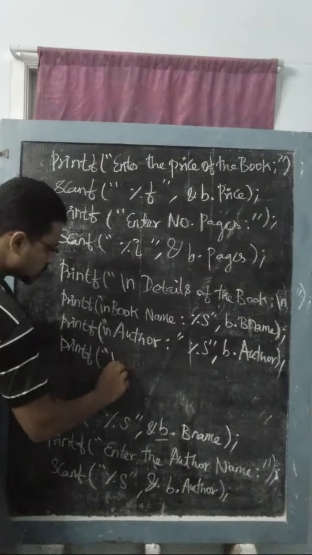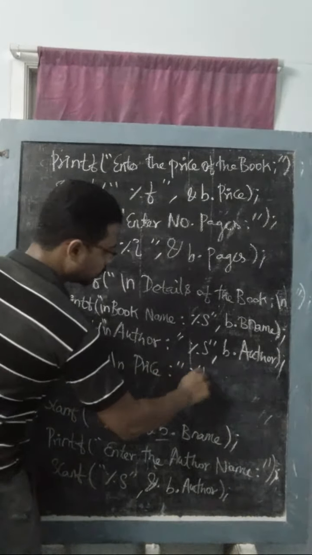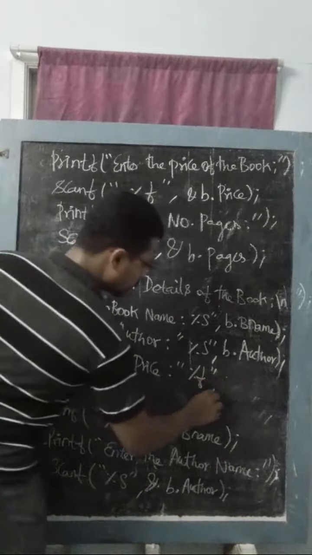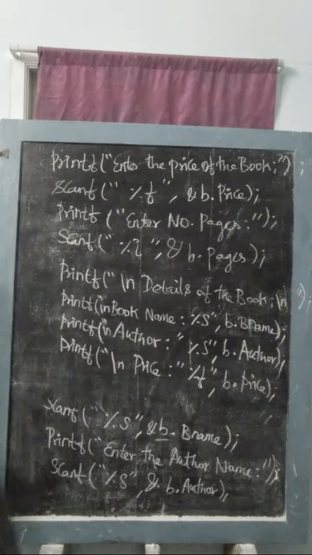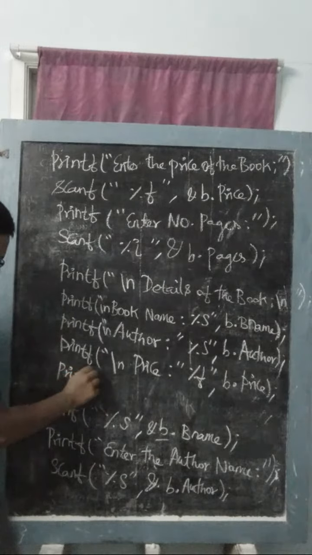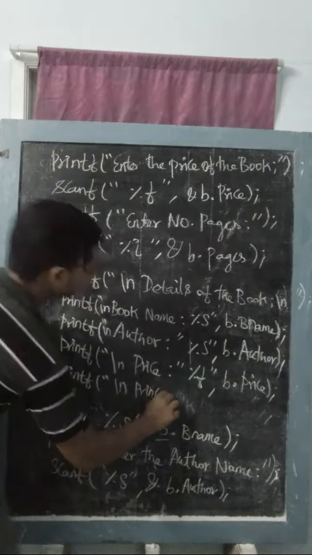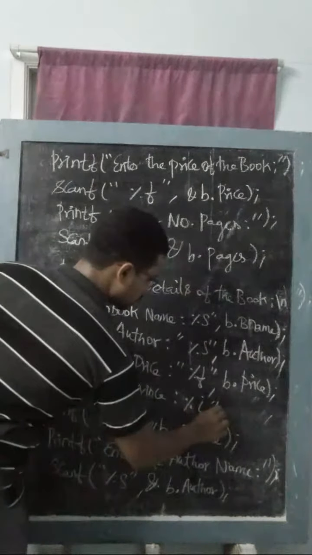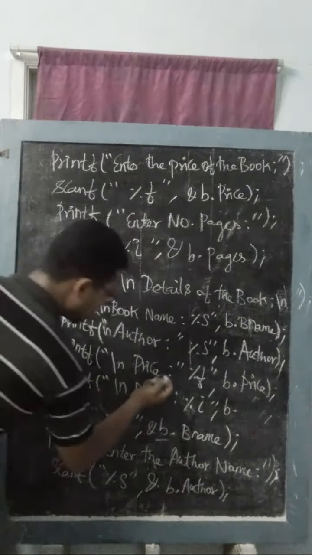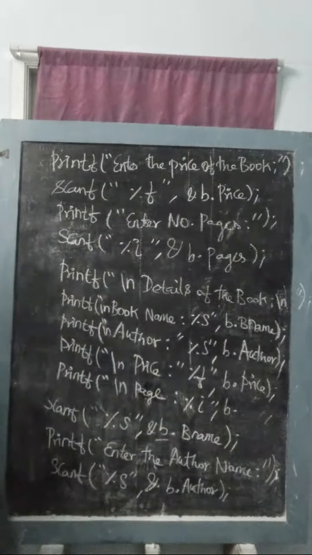What is the next? That is the price of the book. So it is coming under the category of float, and then b dot price. So what is the final thing? That is printf %d. That is price. Price is what? Price is an integer, so I am just using i. b dot. It is not a price. It is a page, right? So we need to do like that. Page.